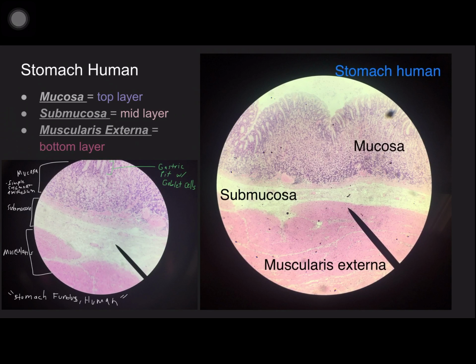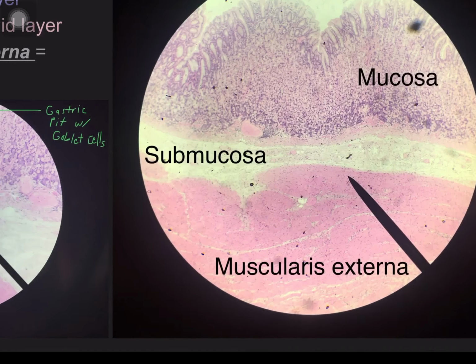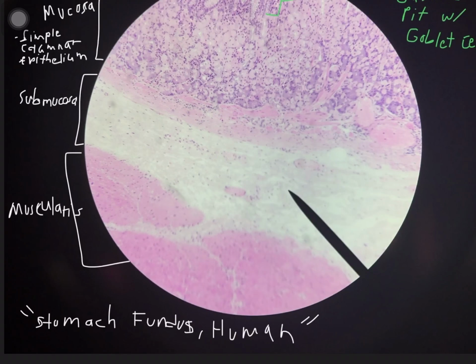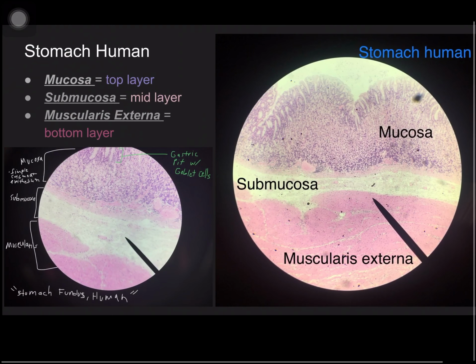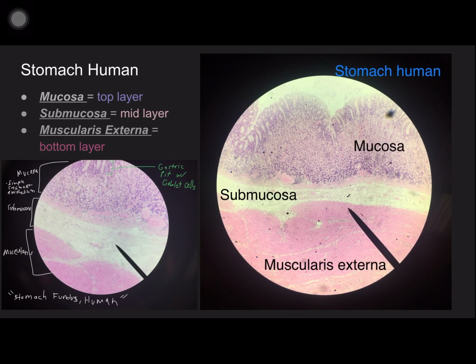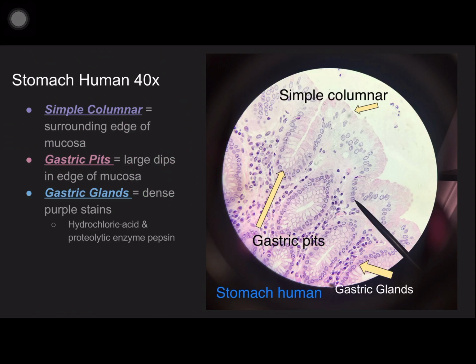So the difference between a stomach histology slide and an esophagus slide is that notice how there's a very pinkish, brightish muscularis externa at the very bottom. That very much stands out. And the submucosa is a mid-layer that's very thin. You can see in both pictures the submucosa. It's another view of the stomach of a human, but magnified by about 40 times.